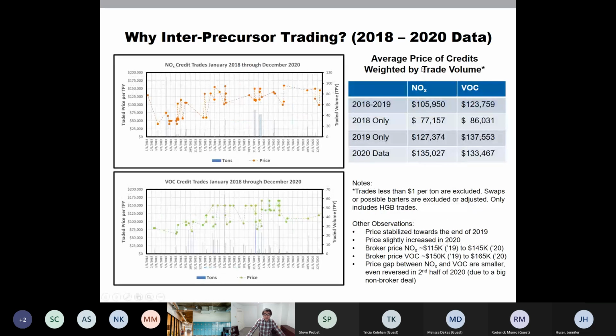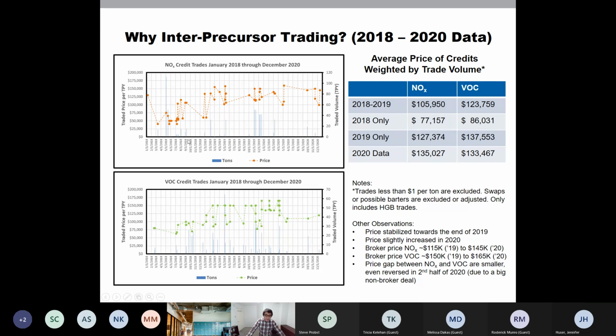And here is the trading data for 2018-2020, and we can see that NOx and VOC are pretty much going stable. For NOx, when we get to 2020-ish, we are seeing some price increase over the previous years, and VOCs are stable, not to say reduced, but keeping stable. We can see the NOx average trading price is catching up with VOC, and the price slightly increased in 2020.